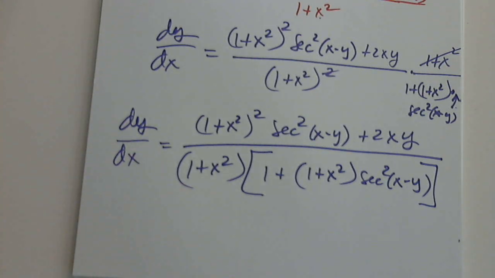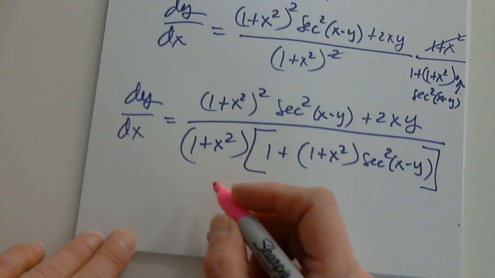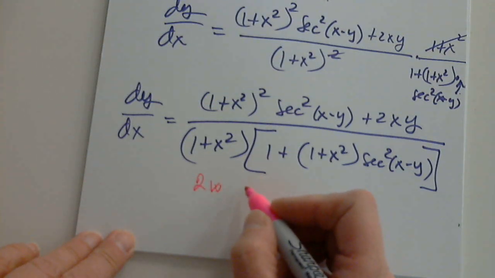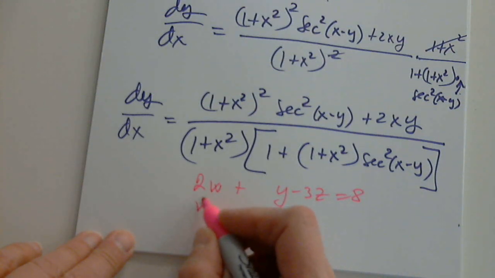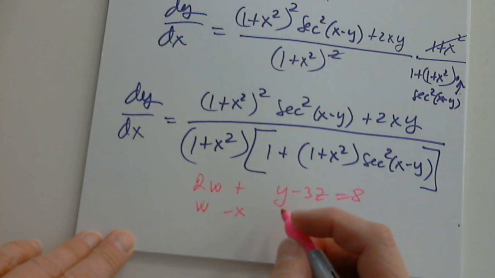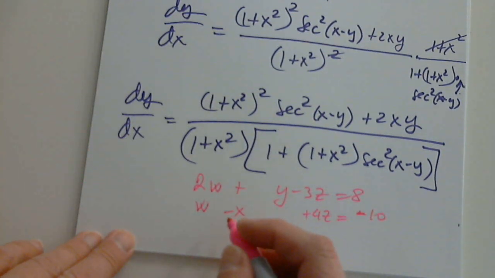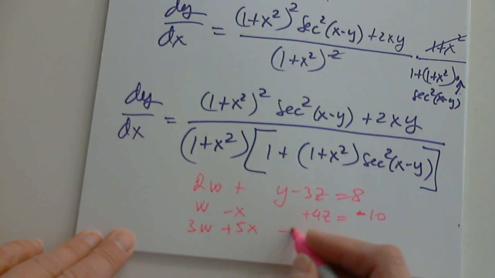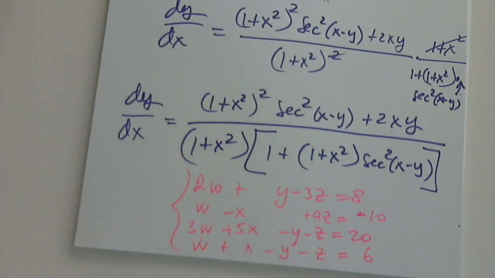So let's copy it. I'm going to copy it here. So 2W, I'm going to write. Yeah, that's fine. 2W plus y minus 3z equals 8. W minus x plus 4z equals negative 10. 3W plus 5x minus y minus z equals 20. And W plus x minus y minus z equals 6. So, yes.